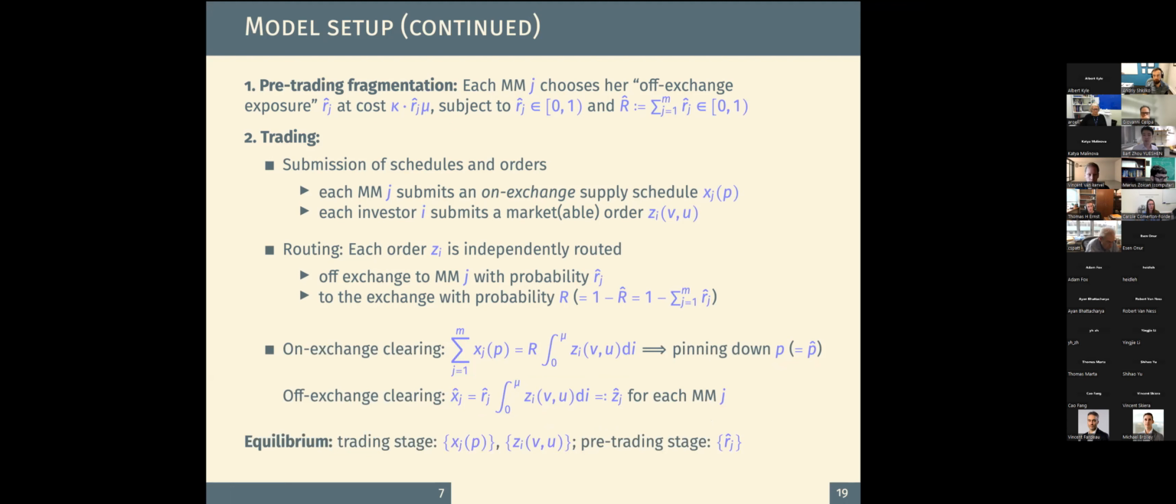We determine three sets of endogenous items here: the liquidity supply X_j of P, the liquidity demand Z_i of V and U, and in the pre-trading stage, we're going to solve for the optimal siphoning by the market makers.